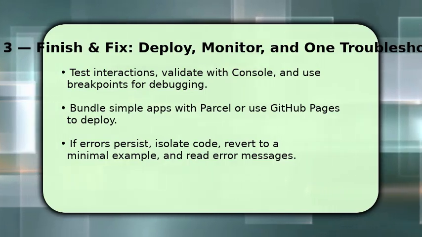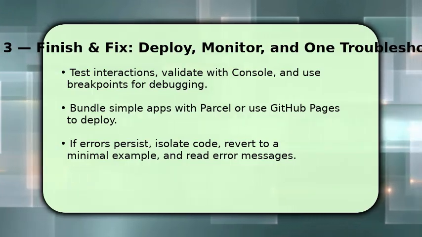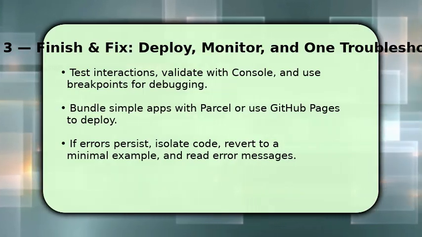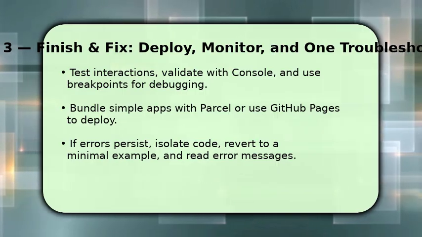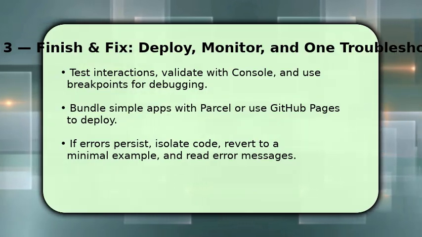If something breaks, isolate the failing function and strip surrounding code until the bug disappears. This binary approach reveals the cause quickly. Make sure to read error messages carefully. They often point to line numbers and types, and if needed, revert to a minimal example to rebuild step by step.